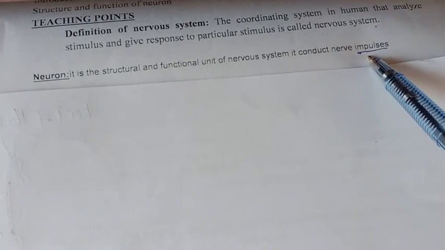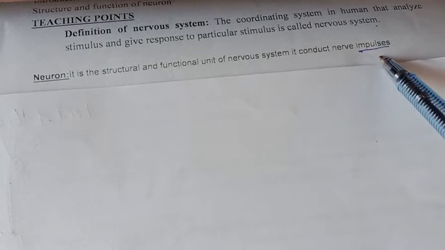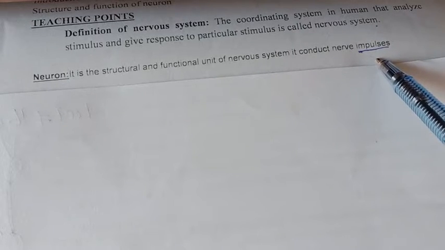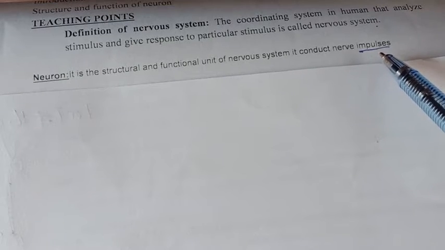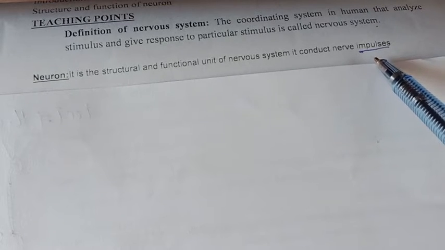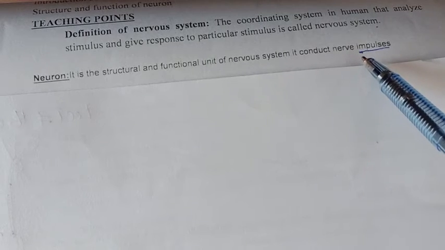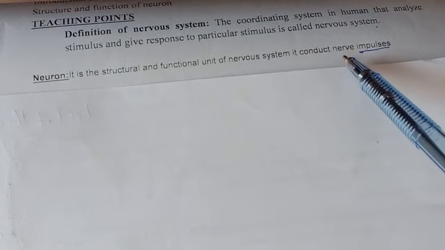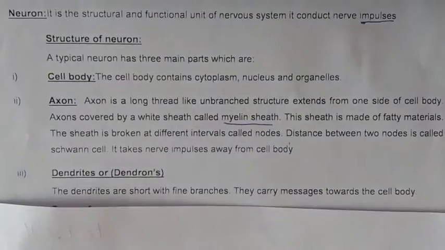Nerve impulses mean sensory information. So neuron is the structural unit because the whole nervous system is made of neurons. And similarly, the function of the nervous system is performed by the neuron, so therefore it is also the functional unit. Functional unit means that it performs the whole function of the nervous system. And impulses means the sensory information.